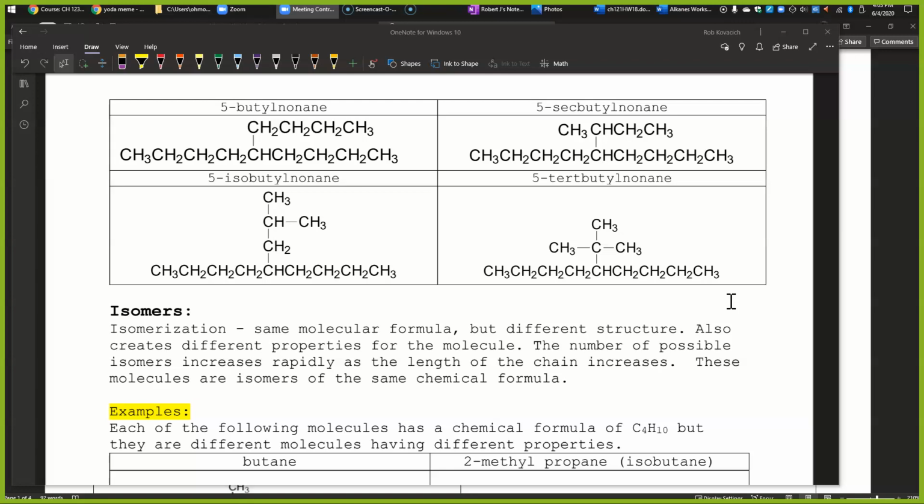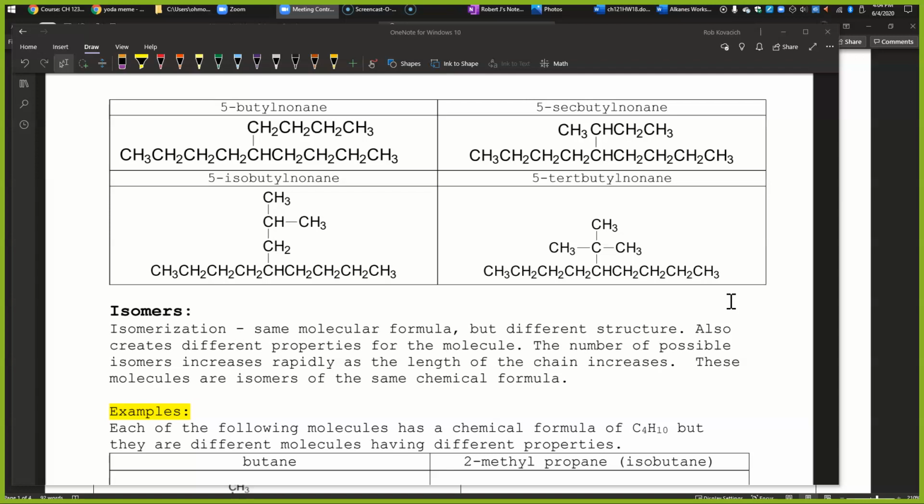But what if it's not connected to the end? What if it's connected to the second carbon instead of the first carbon in the chain? What are we going to call it? Because it's a different molecule with different properties. So there it is right there. What do we call it? Sec-butyl nonane. That's telling you that the second carbon on the butane side chain is where it's making its connection to the main chain. We good?